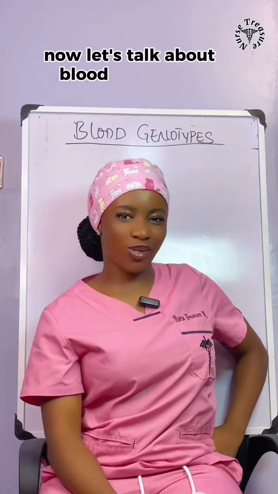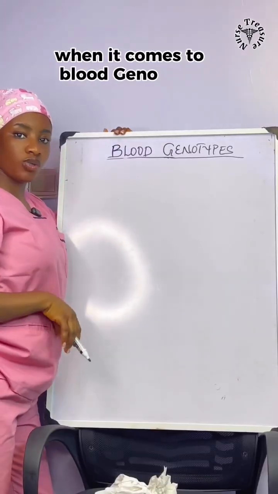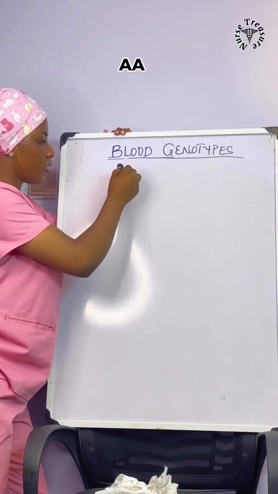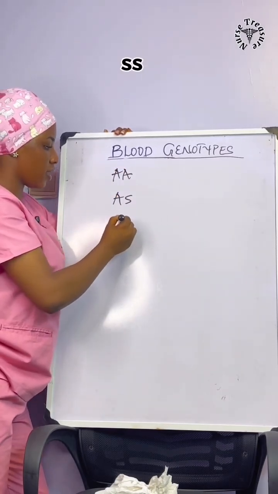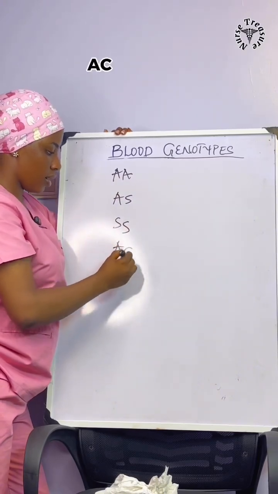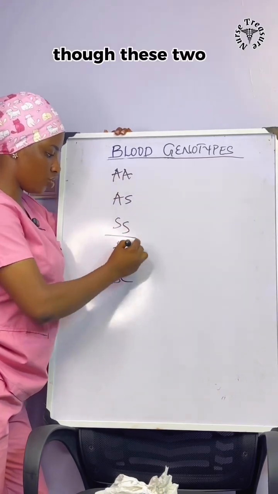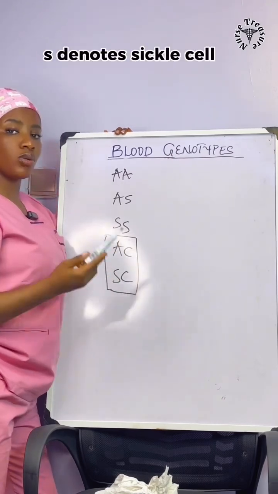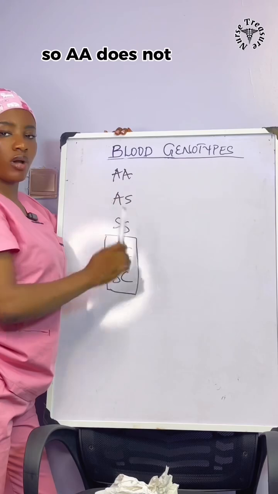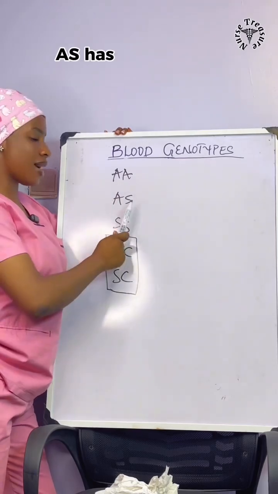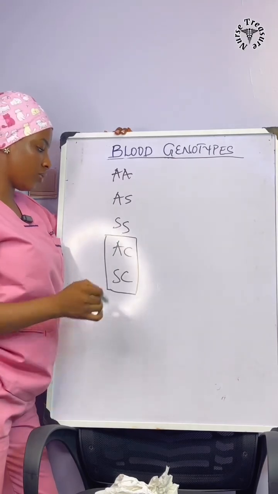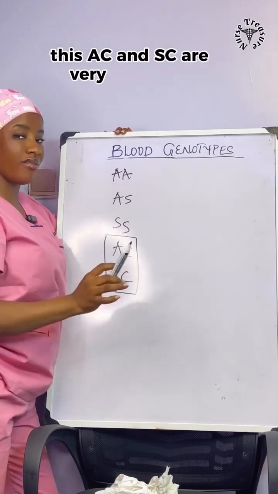Now let's talk about blood genotypes. When it comes to blood genotypes, we have 5 different types, which are AA, AS, SS, AC, and SC. Though these two are very rare. S denotes sickle cell traits. So AA does not have sickle cell traits, AS has sickle cell traits, and SS is sickle cell disease itself. These AC and SC are very abnormal.